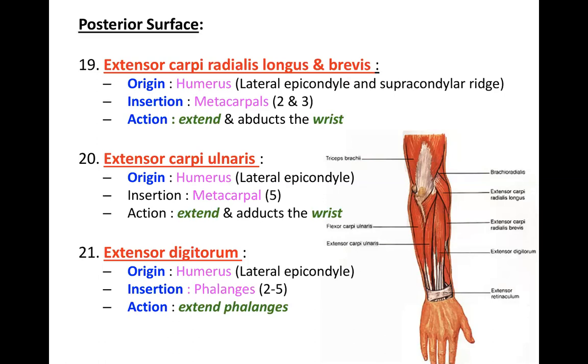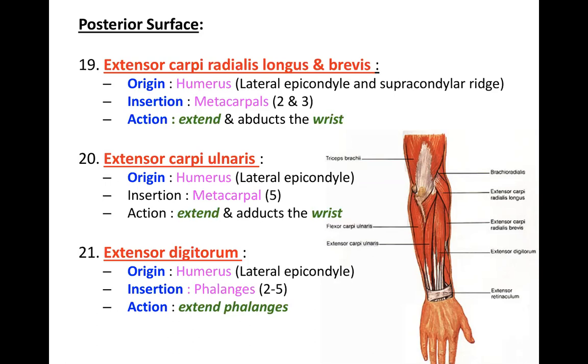So if we look at the back of the forearm, we're going to see right in the center is the extensor digitorum. It's going to be originating off of the lateral epicondyle of the humerus, and that's going to be extending the digits 2 through 5. So it gives you the ability to let things go, right? So extending your fingers.